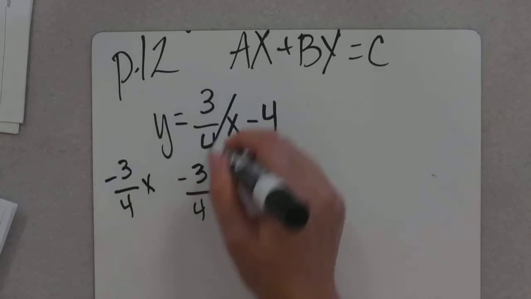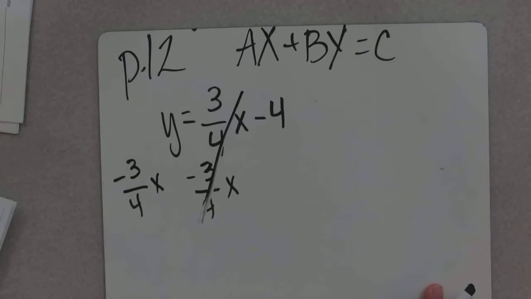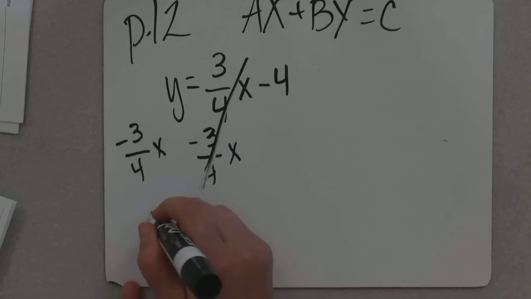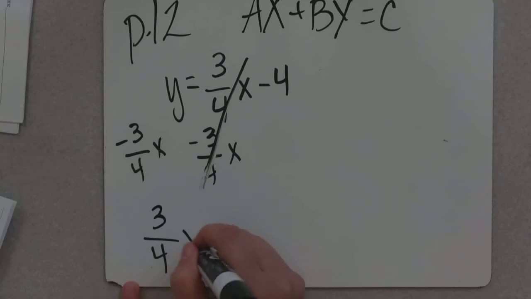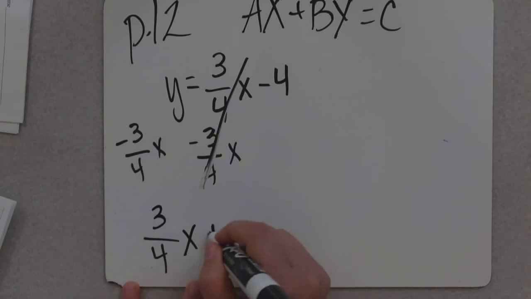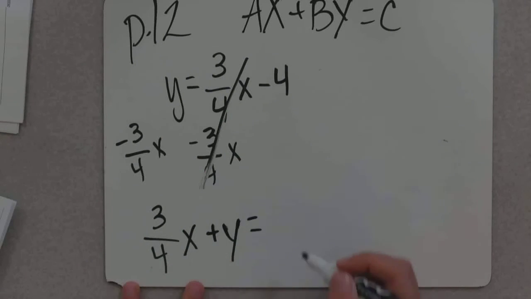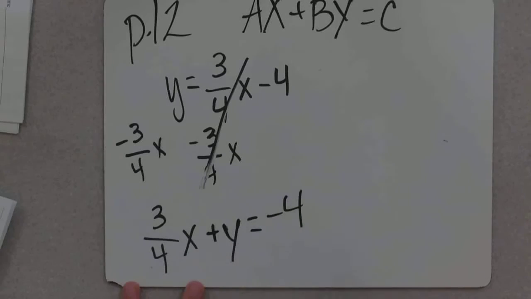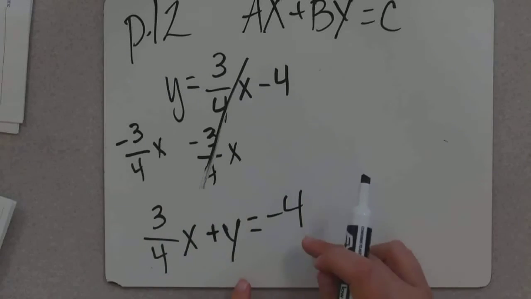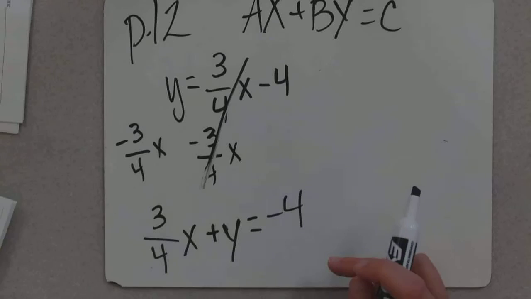So I just move it over. It cancels out here, and now I have 3 over 4x plus y, I just bring my y down, equals, I just copy down my negative 4. So the y and the negative 4 did not change, I just moved my x value to the other side. And I dropped my negative.